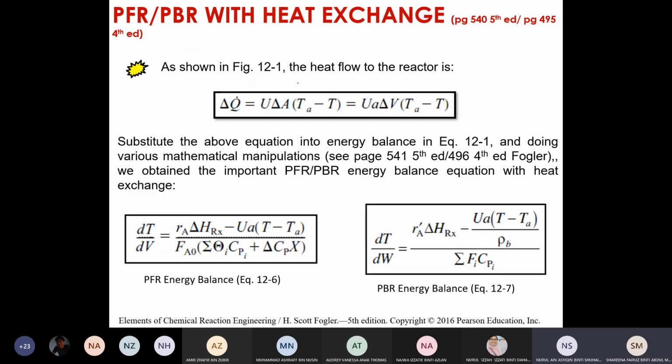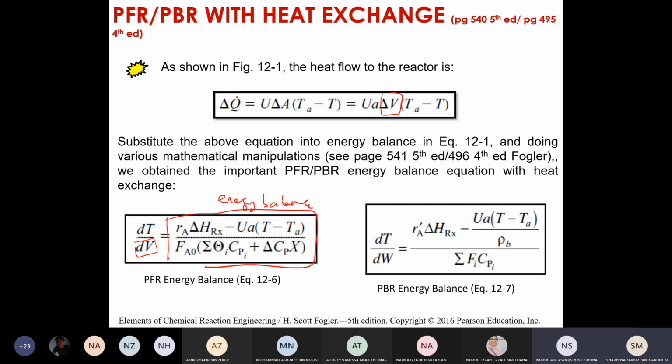So as shown in figure 12-1, the heat flow to reactor is represented by this one. Okay, so substitute the above equation into the energy balance in equation 12-1 and doing various mathematical manipulation, we can get this one. Okay, so kalau ni kita ada delta V, that's why nanti you akan dapat dV here. Okay, so this comes from the energy balance.